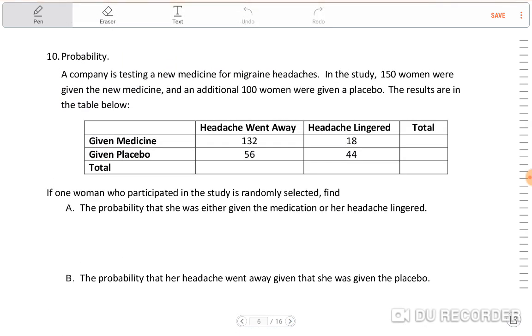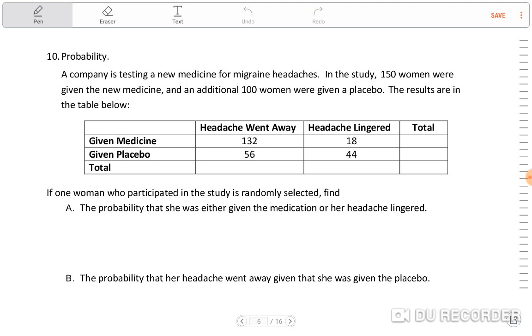All right. Continuing on with the probability stuff. This is now where we're going to be using a table. A company is testing a new medicine for migraine headaches. In the study, 150 women were given the new medicine, and an additional 100 women were given a placebo. The results are in the table below. We need to fill in those totals so we can actually do stuff.